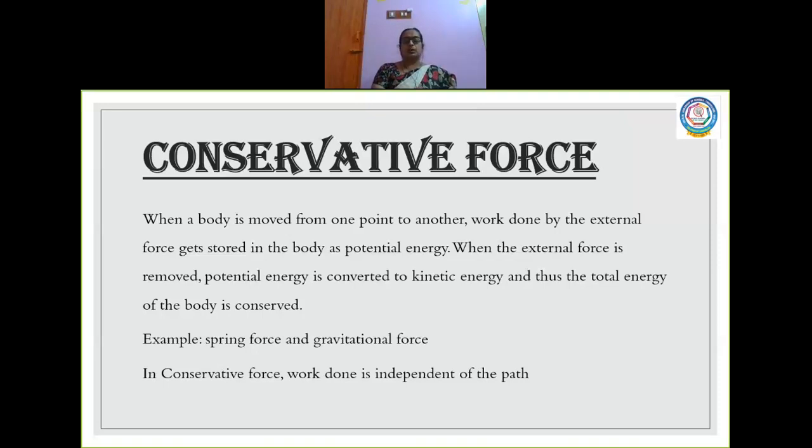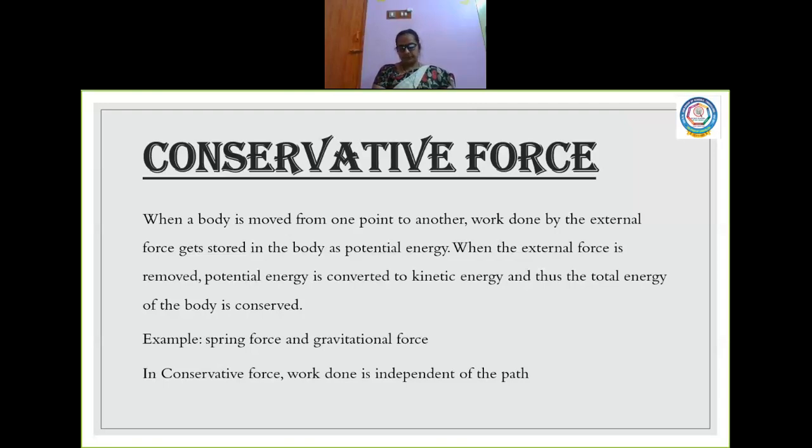Now that work is stored in the body as potential energy. We define potential energy to be the energy stored in a body. Now when you remove the external force, the body once again starts moving. Now whatever potential energy has been stored in the body is converted into kinetic energy, and thus the total energy, which is the sum of potential energy and kinetic energy of the body, is conserved. So this is called as conservative forces.